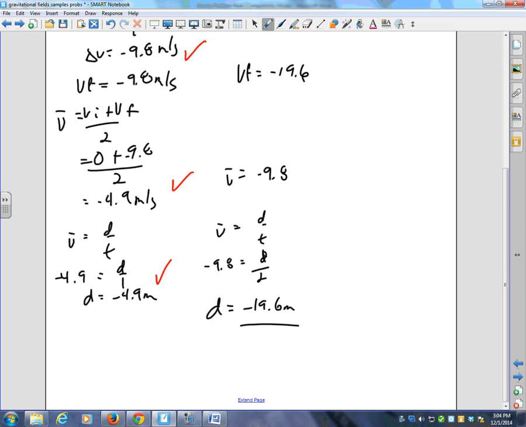How come it goes farther in the second? Here's where it is after 1 second. Here's where it is after 2 seconds. How far does it go in the first second? Still accelerating. 4.9. How far did it go in the second? Whatever that difference is, 14.7. How come it goes farther in the second? It's accelerating, going faster.